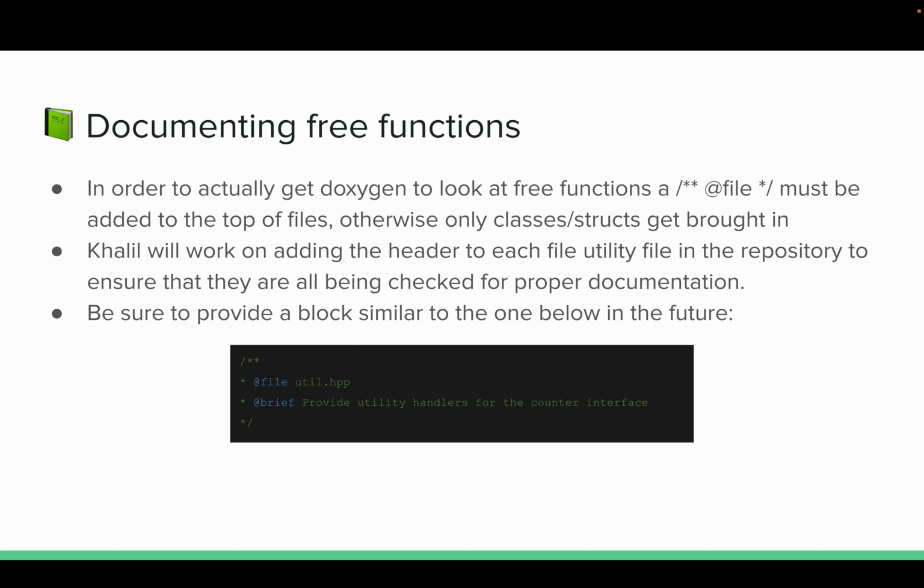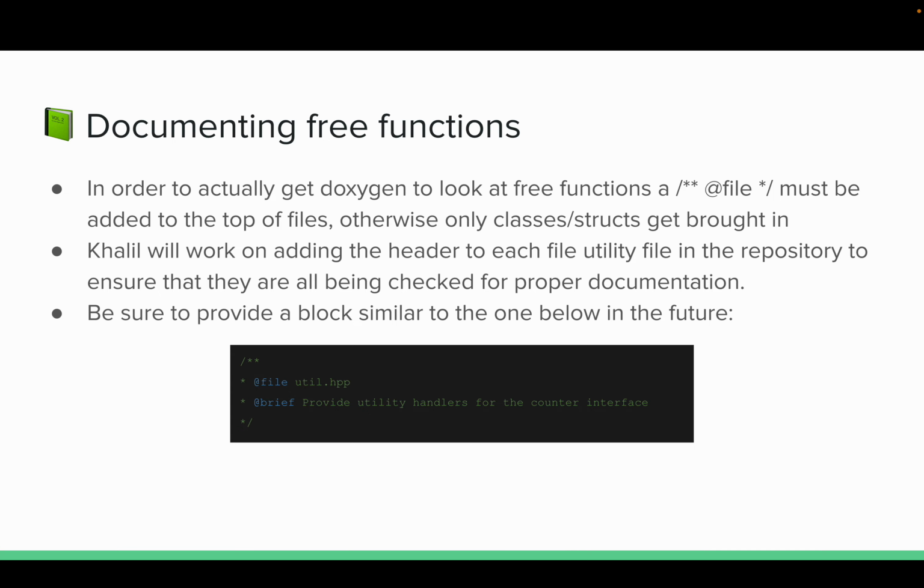So whenever you're making a new file, and this is mostly going to be holding free functions, make sure to provide a block like this in that file. If it's an interface file, you can omit doing that just because it's kind of redundant and the interface is the only thing that's in there. Therefore, it will be picked up by Doxygen. Any questions about this one?